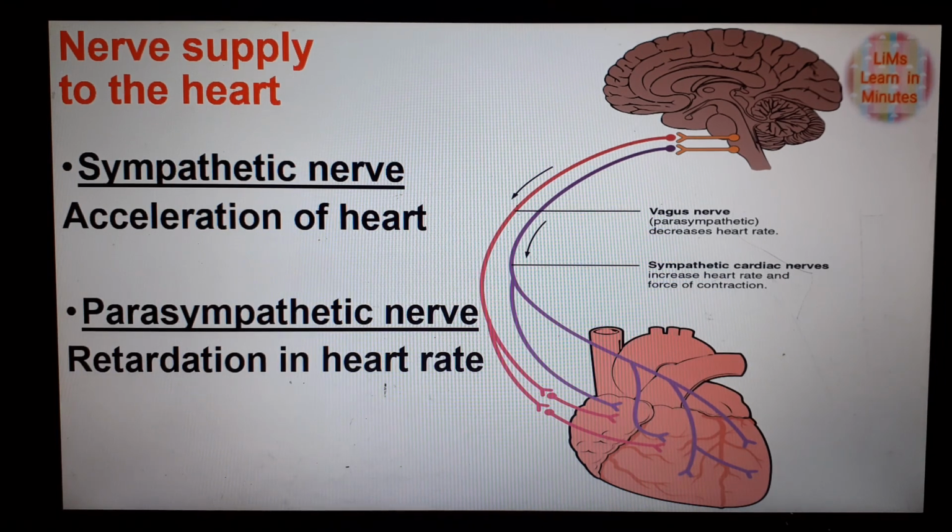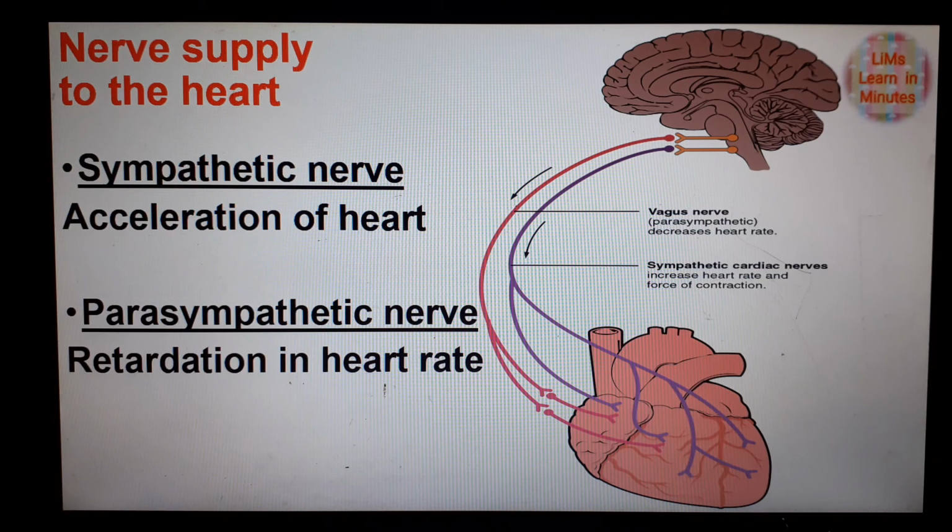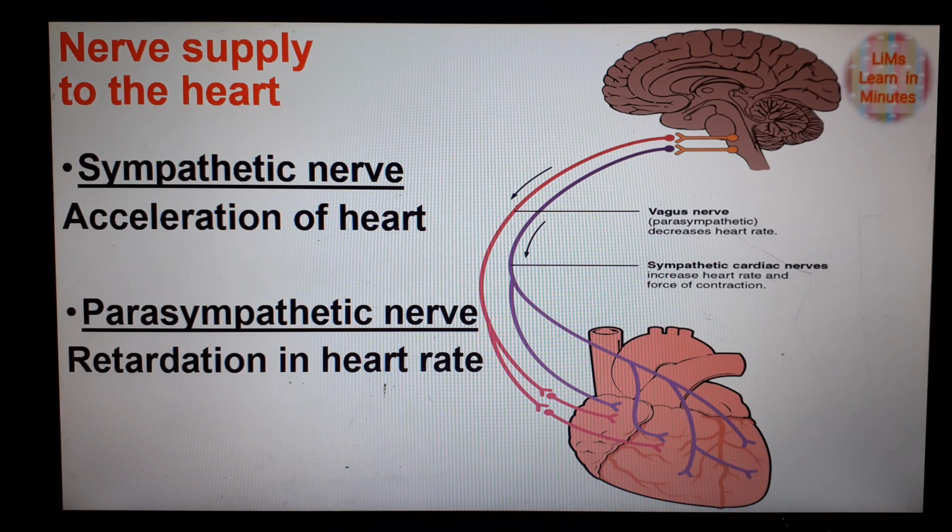This is about the introduction of the heart, the blood vessels in the heart, the layers of the heart, the blood supply to the heart, and the nerve supply to the heart. In the next lecture, we will learn about the cardiac cycle.